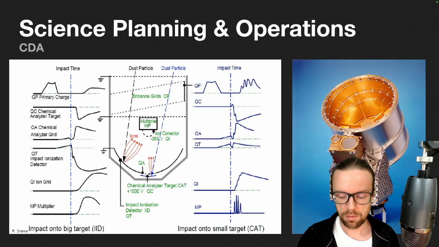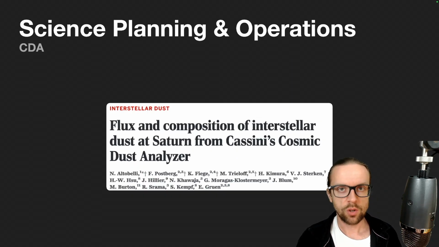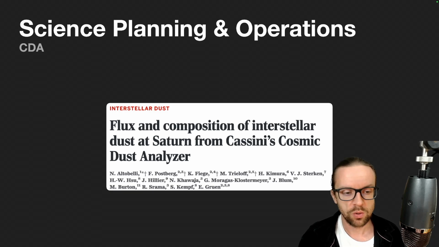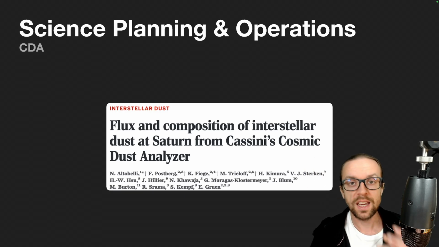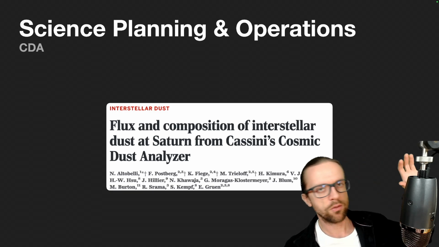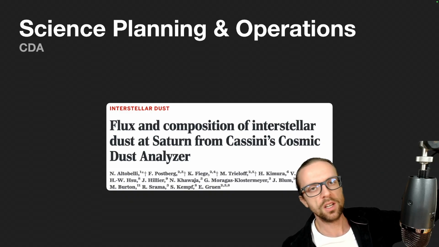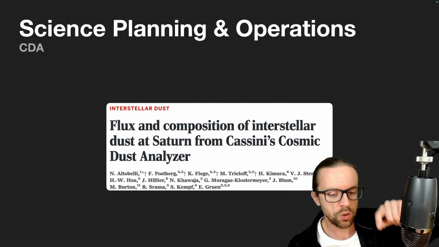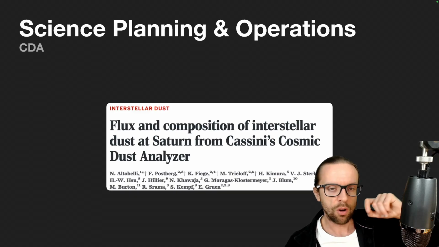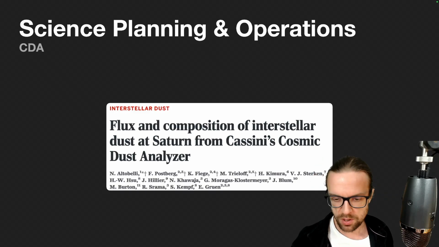And this comb structure reveals to us the chemical composition of the particles. And that way we were able, for example, to not only determine Cassini's environment, but also to determine the flux and the composition of interstellar dust. So particles that came from a different solar system into our solar system, and we were able to analyze several of these particles and their chemical composition.